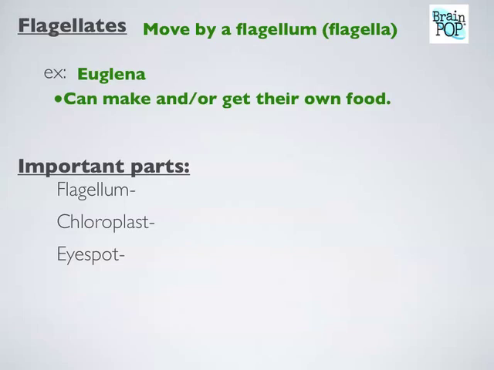And euglena are interesting because they can either be autotrophic or heterotrophic. They're green, they have chloroplast, but if there's no light available, they can go out and find food to eat. So they're autotrophs and heterotrophs at the same time.